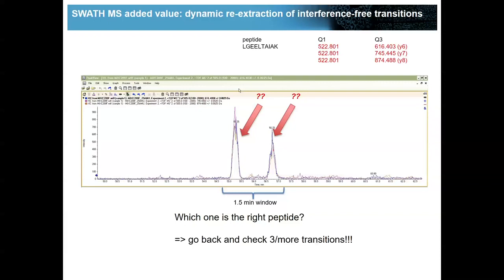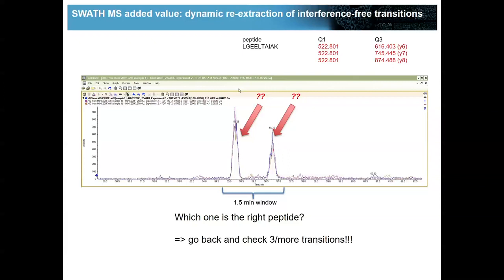Well, this is now a picture of this peptide, the extracted ion chromatograms, and we're monitoring this peptide at 522. This is the precursor, and now we're monitoring these three fragment ions, right? So this is actually DIA data, but it simulates what an SRM experiment might look like. We're looking at these Y6, Y7, Y8 fragment ions, and now we have two peaks which look fairly reasonable.